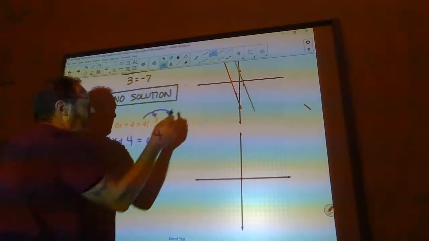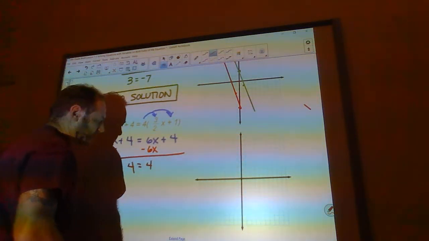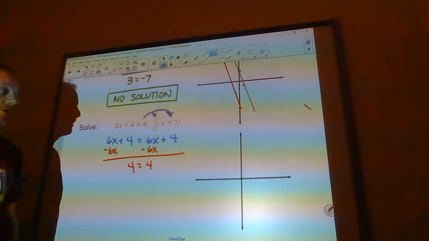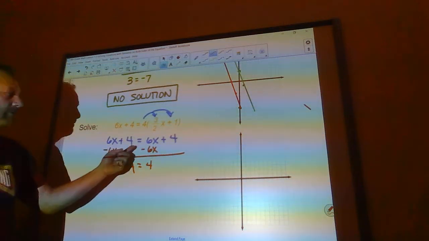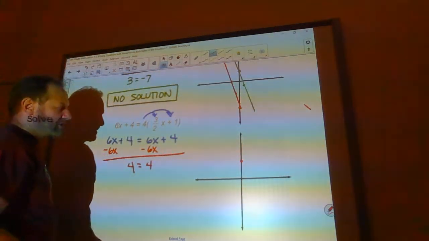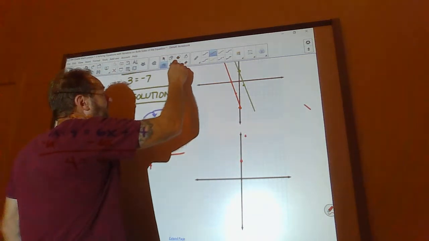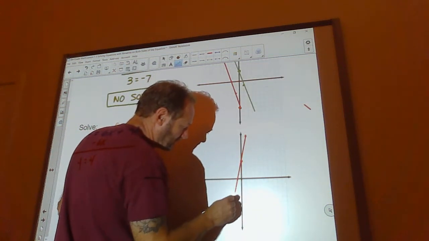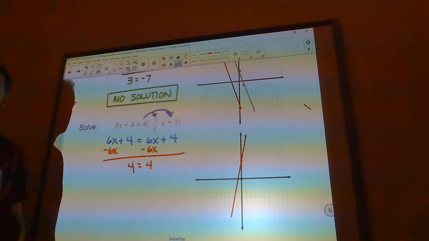Okay, you can probably see it right now. If I subtract 6x from both sides, I get 4 equals 4. Okay, my x has disappeared again. But this time, my equation's true. 4 is equal to 4. What does that mean? Well, if you look at that, this line and this line, they're the exact same line. They both have a y-intercept of 4. 1, 2, 3, 4. And they both have a slope of 6. 1, 2, 3, 4, 5, 6 over 1. So they're both very steep lines. And they look like this. Okay? They're right on top of each other, which means everything is a solution to these.